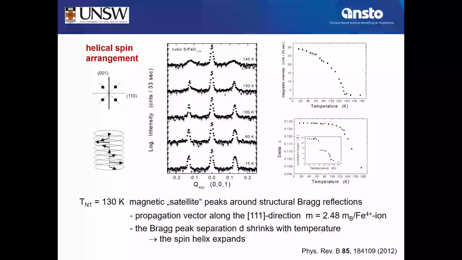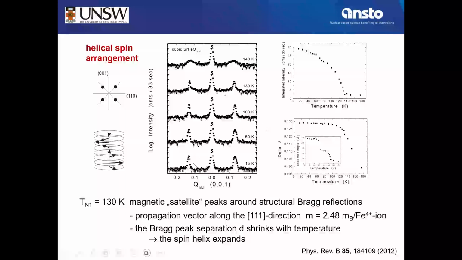Last but not least, as you see here directly, that's actually a logarithmic scale. You see how the intensity of the magnetic Bragg peaks disappears. And that's shown here, the integrated intensity, and shows really nice and sharp the magnetic phase transition at about 130 Kelvin.